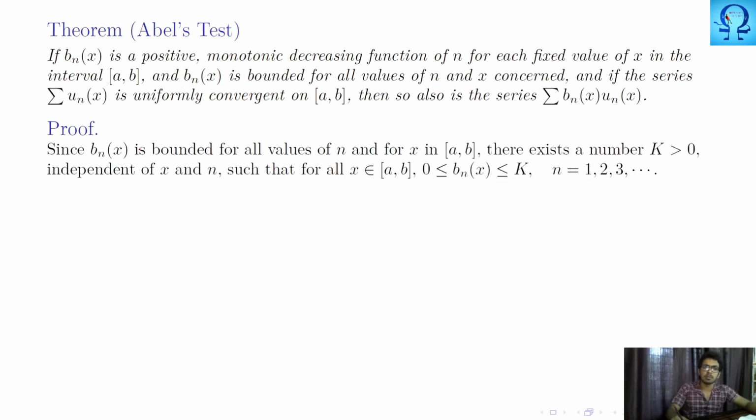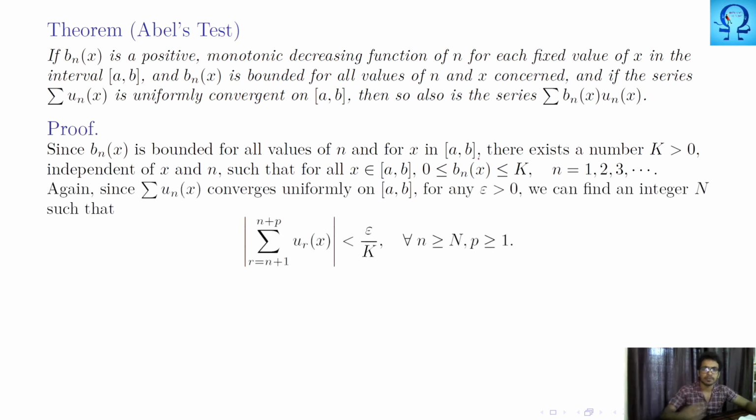Here it is given that b_n(x) is bounded for all values of n and x. That means we would be able to identify one bound k such that all these things are happening. And now it is given that u_n(x) converges uniformly. Then by Cauchy criterion for uniform convergence, this is what we have.